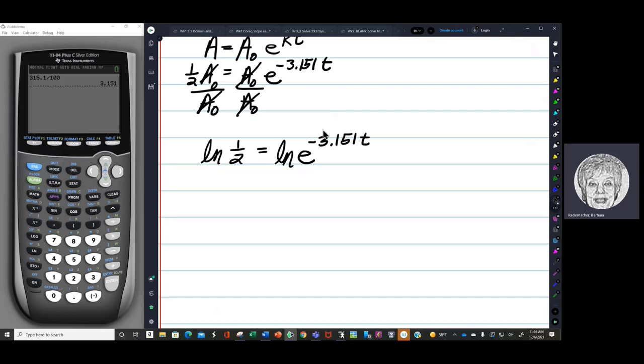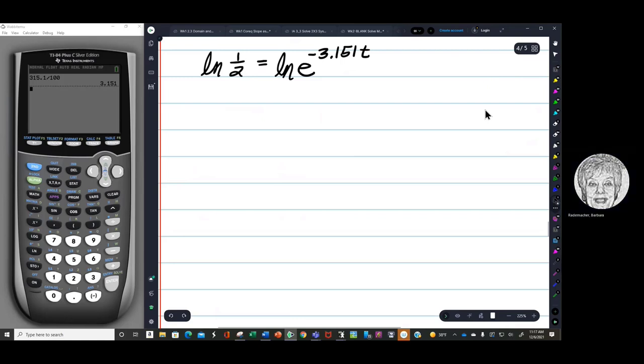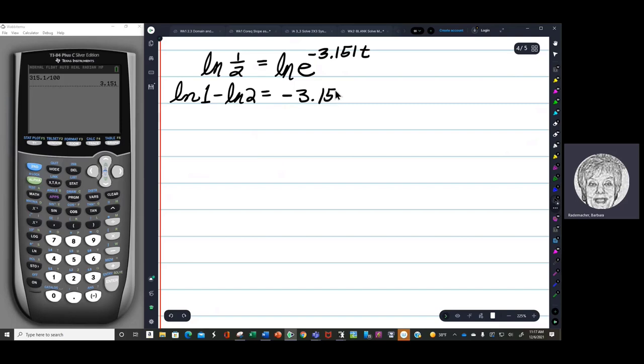I can't bring down the exponent, and I cannot use the quotient rule until I've got ln's. Ln's are wonderful when you're jammed up. So I'll use the quotient rule here, ln 1 minus ln 2, equals negative 3.151 t times the ln of e, which is 1. Okay.